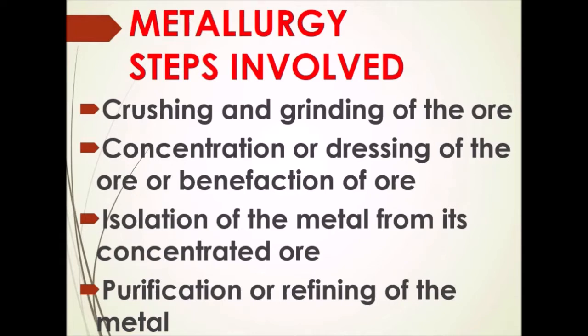The second step: once you take the ore out from the earth, the earthy impurities associated with it are cleaned or removed. This is called concentration of ore by different methods which I've already studied, that is leaching, froth flotation, hydraulic washing, magnetic separation, etc. And then the next step is converting this concentrated ore into its oxide form by roasting and calcination, which I've already studied in the previous video.